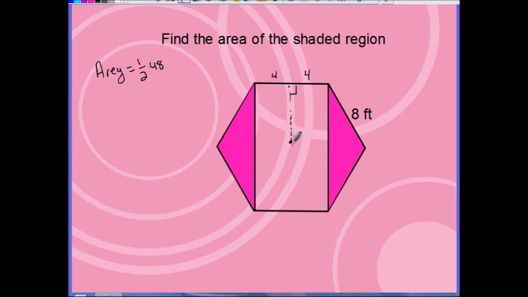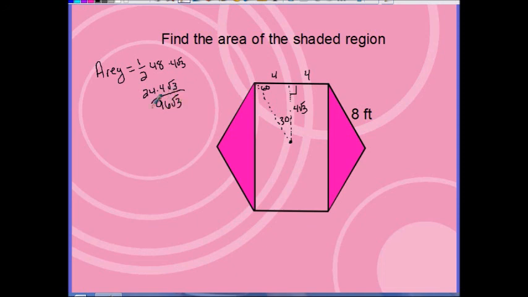Now I have to draw in my radius. A hexagon has 120 degree angles. That radius splits it into 60 and 60. So here we go. We have a 30, 60, 90 triangle. Across from my 30 is 4. Across from my 60 is going to be 4 square root 3. That's going to be my apothem. Half of 48 is 24. 24 times 4 root 3 is going to give me 96 square root 3 for the area of my regular polygon.